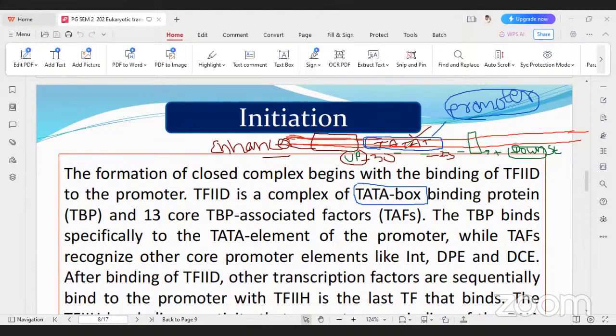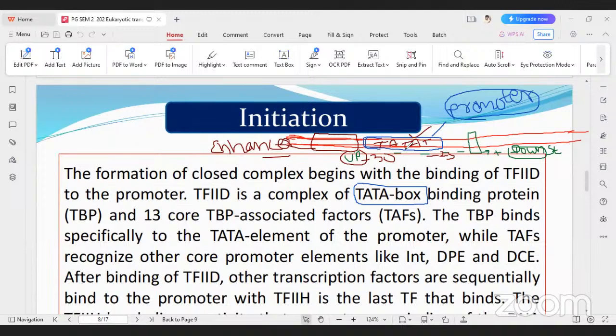So the TATA box, another name is the Goldberg-Hogness box, because this sequence was discovered by Goldberg and Hogness. That's why it is called the Goldberg-Hogness box. Like that, other consensus sequences are also present in the promoter, such as the CAT box and GC box. But anyway, the important one to remember is the TATA box.